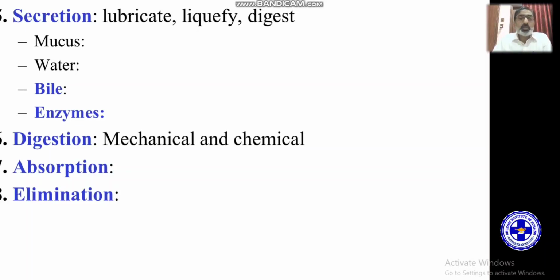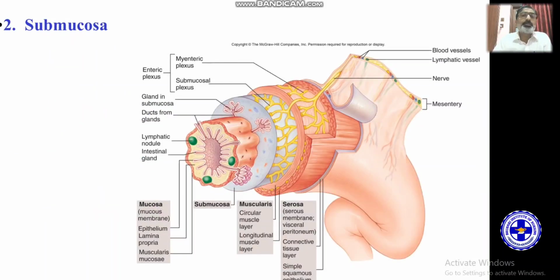And the last one is elimination. The waste products and undigested material which are present in the stomach, in the GI tract, in the rectum, everything should be eliminated outside. So, elimination. And then after the overview of the GIT comes the histology of the digestive system.